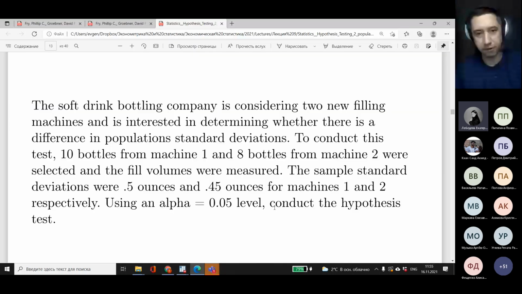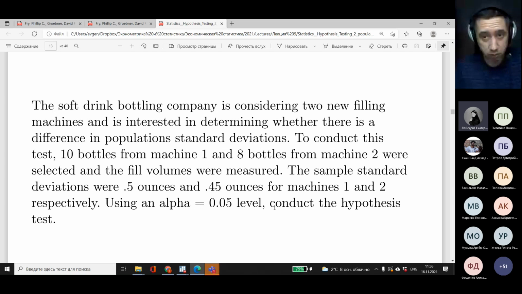Okay, very good. First, we have two samples, right? Sample size 1 is 10, sample size 2 is 8. We also have two standard deviations, 0.1 and 0.45. We have alpha 0.05. In principle, we have everything we need to conduct a test. What we should do first is formulate the statistical hypothesis.